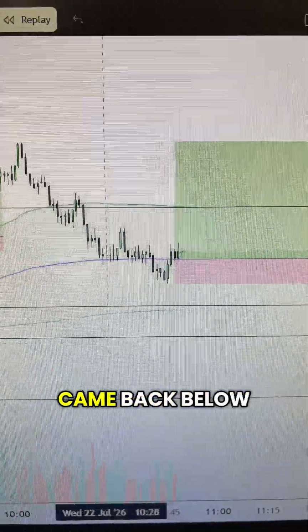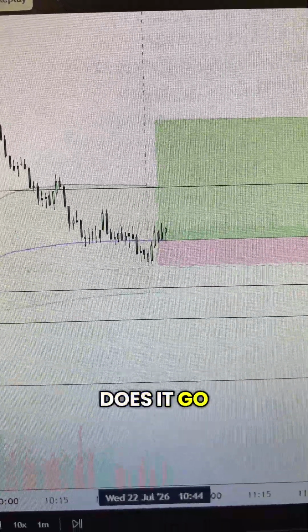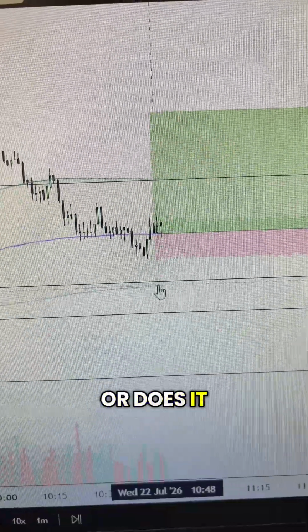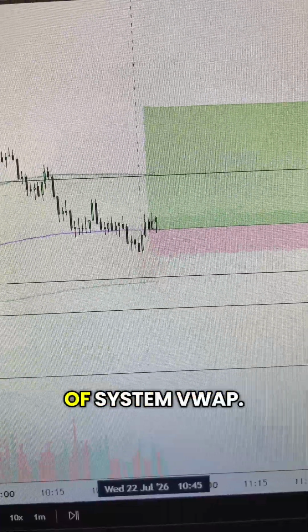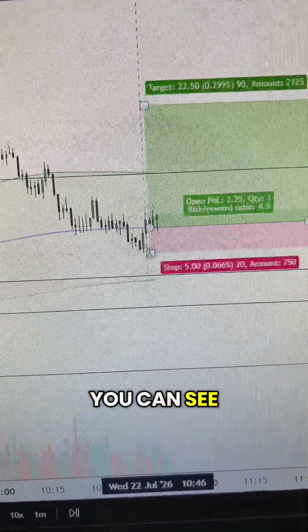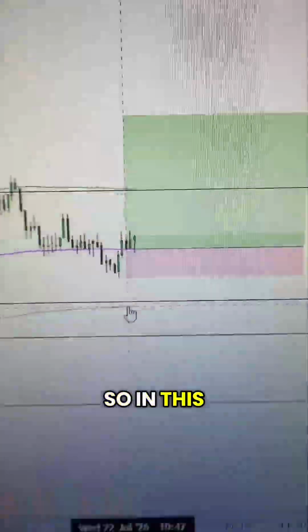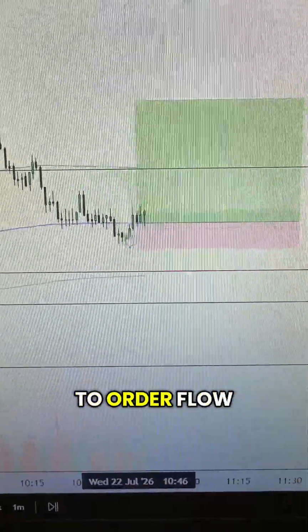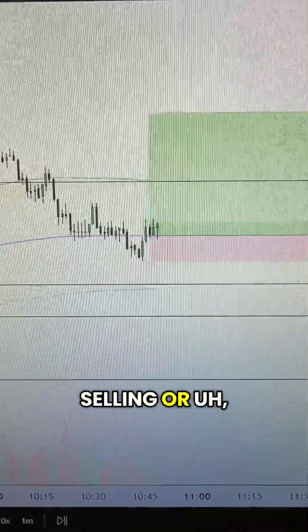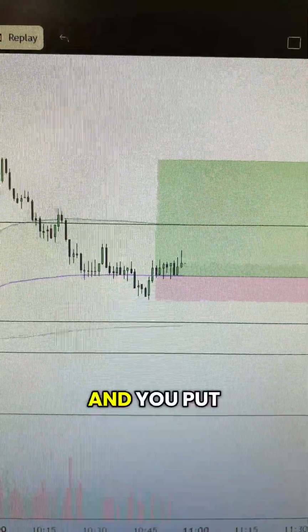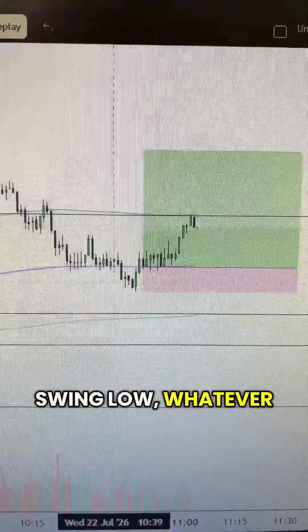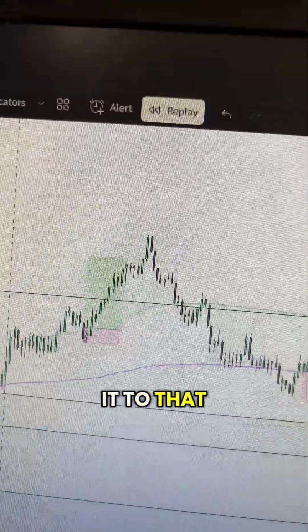So once the market came back below VWAP, does it go to the first standard deviation low, or does it accept back inside of the first standard deviation high and inside of the session VWAP? You can see this, right? So in this moment, you go to order flow and you look for trap selling or buyer initiation. And once you see that, you just take the long and you put your stop below that swing low, and you take it to that high right there.